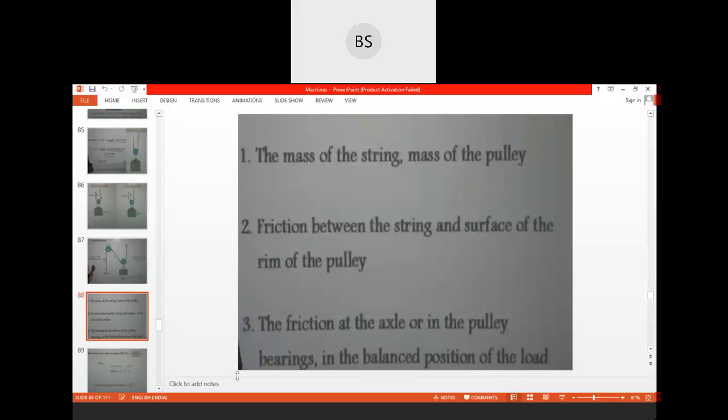Second, the friction between the string and the surface of the rim of the pulley. The third one is the friction at the axle or in the pulley bearings in the balanced position of the load. Same way, even for the single fixed pulley, these things are negligible for an ideal machine, not for a practical machine. Again, I am informing you all here. Same way for the movable pulley as well, these three things we have to neglect. Okay, so let us find out one by one.